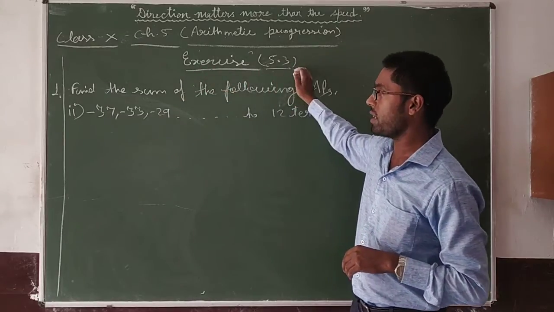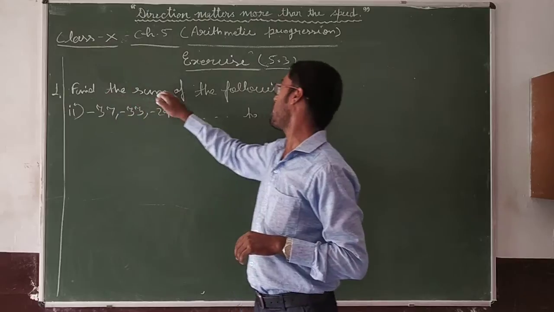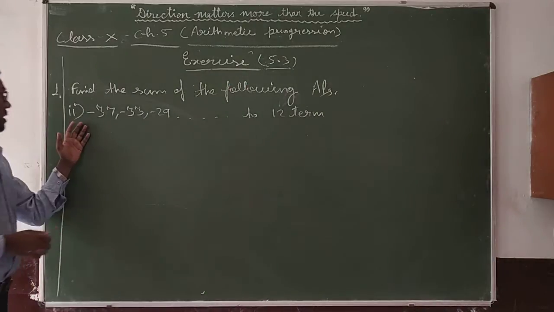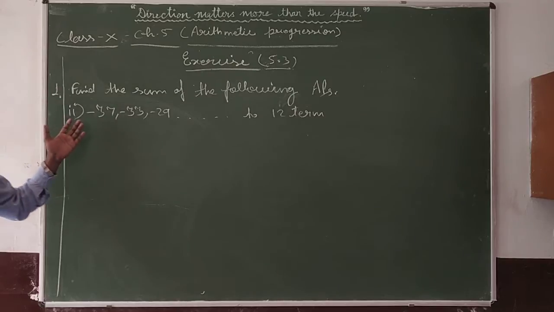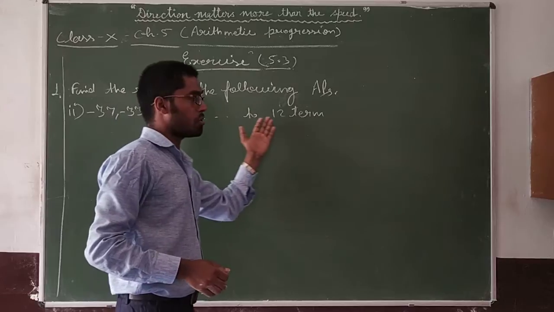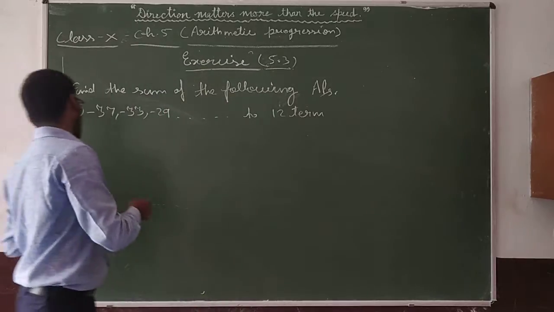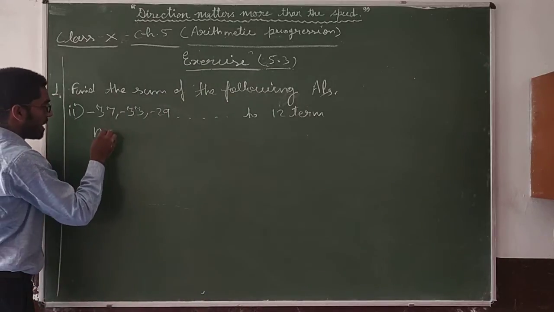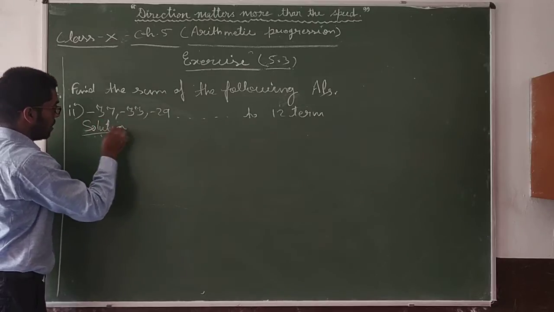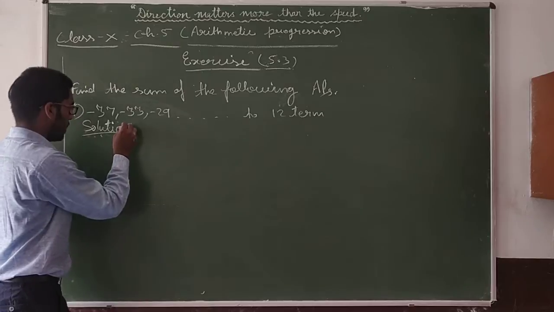Exercise 5.3, question number 1: find the sum of the following APs. Part 2 of the first question is minus 37, minus 33, minus 29, and so on to 12 terms. Here the number of terms is 12, that is n is equal to 12. For the solution, writing the given data is important.